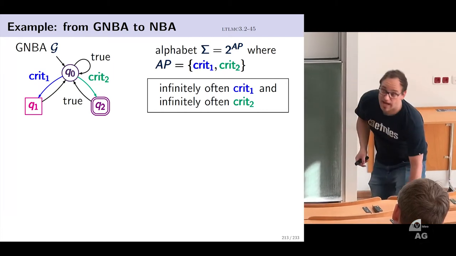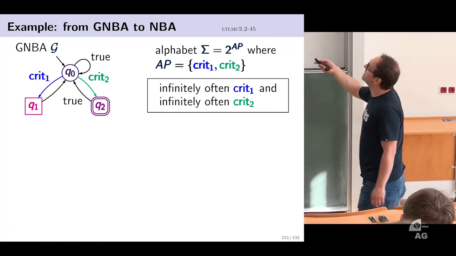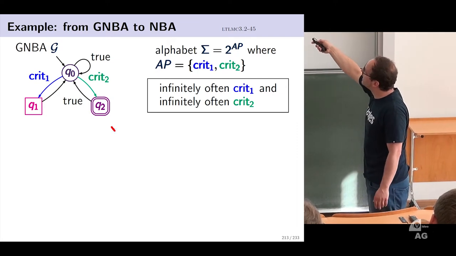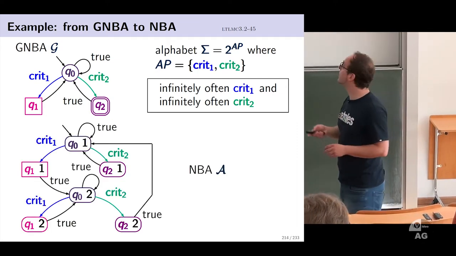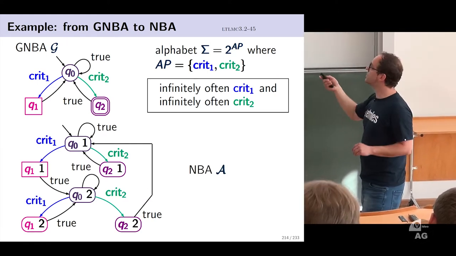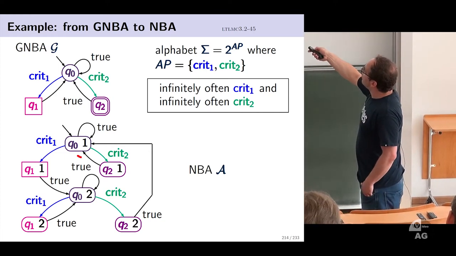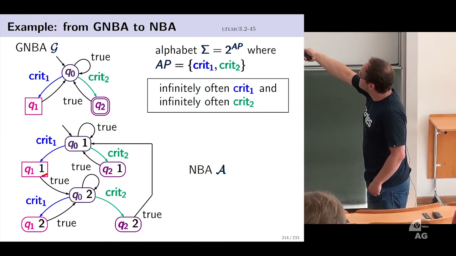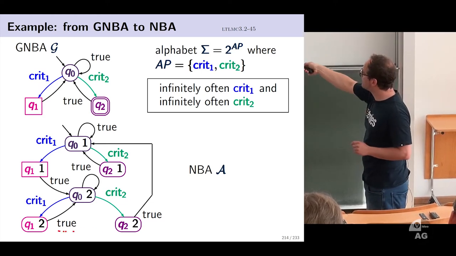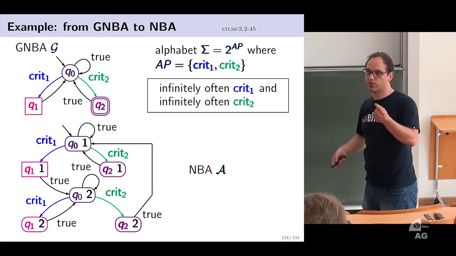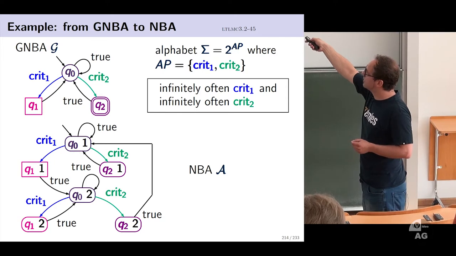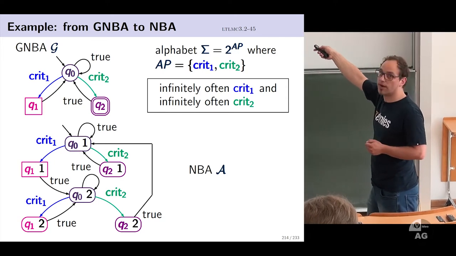Okay, let's look at an example. Let's take this GNBA G. I mean, you know it from the previous slides. It says infinitely often crit 1 and infinitely often crit 2. These are the words that it recognizes. And this is the NBA you get when you construct it, as I've shown you before. So this is the first copy. These are the states where you have 1 in the second component. It means this is our first copy. This is our second copy, the states where we have a 2 in the second component. We start in the first component in the initial state, so in this compound state Q0 and 1.